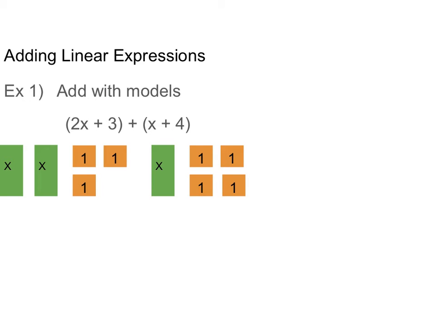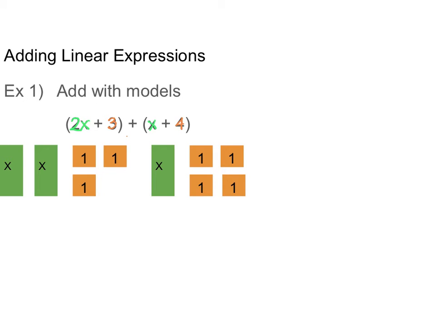Example 1, we're going to add with models first. So I have 2x, as you can see, plus 3. So I'm going to go ahead and show you that this is 2x. That's in green, right? And then we have in orange, I might have to get the orange. Hold on a sec. So I have orange 3, okay? And then on the right side, I have an x, and then plus I have 4 positives, okay?